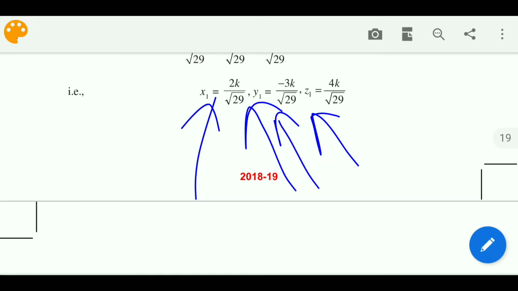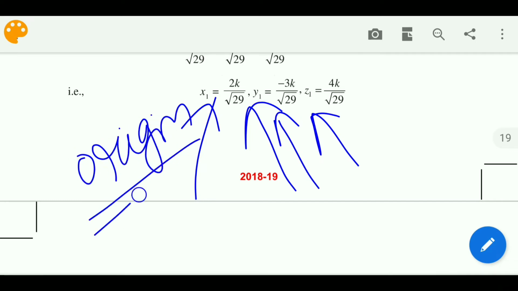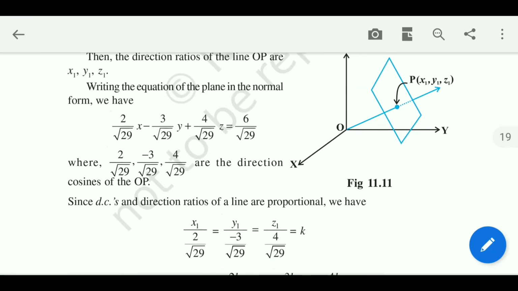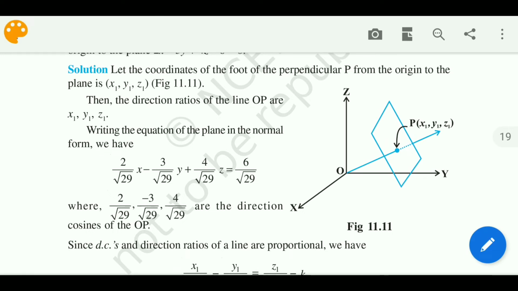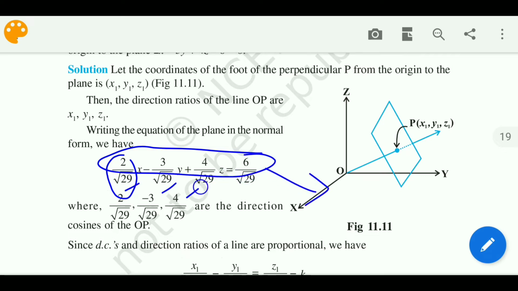Okay, so this is the special case where the word origin is given. If the word origin is not given, and any normal point is given, then you don't require to calculate the under root of the direction cosine. Instead of that, you just directly proceed. No need of taking the direction cosine, you just take direction ratios. Okay.